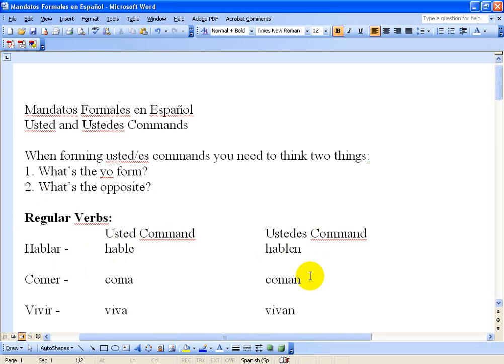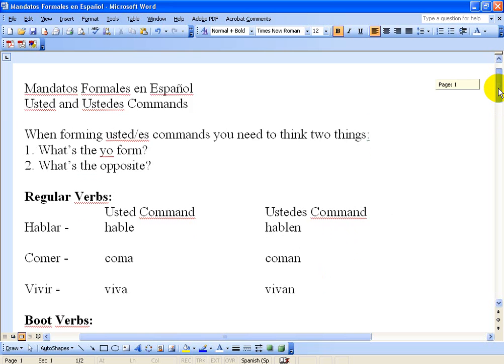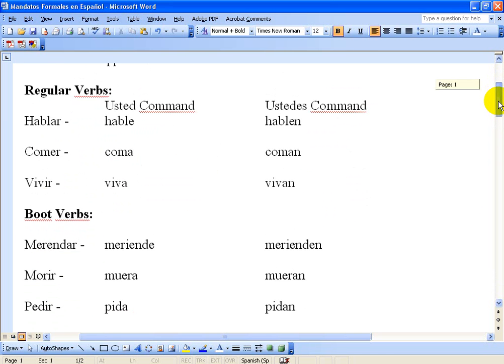Comer, an ER verb, is going to go the opposite and have an A. So I have coma for the usted command and coman for the ustedes command. And vivir is going to be viva and vivan for live. Those are regular verbs. Let's take a look at some boot verbs.